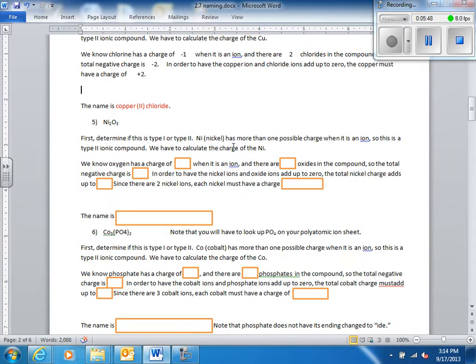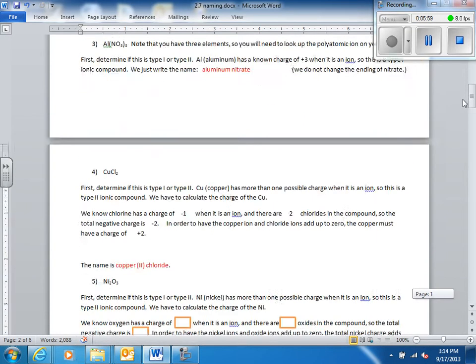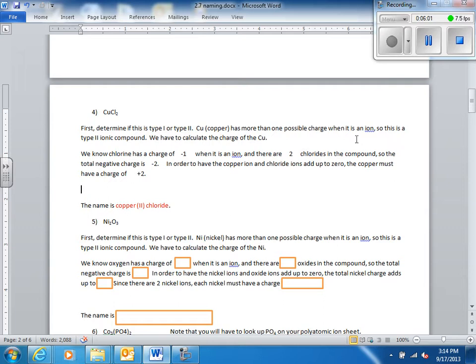Not so bad. Getting a little more complicated. We've got nickel. If you look up nickel, you'll see it's in the middle of the periodic table. It's in this first row. It's missing from this one. And we don't automatically know the charge, which means nickel is a type 2 metal. So we're going to have to figure it out.